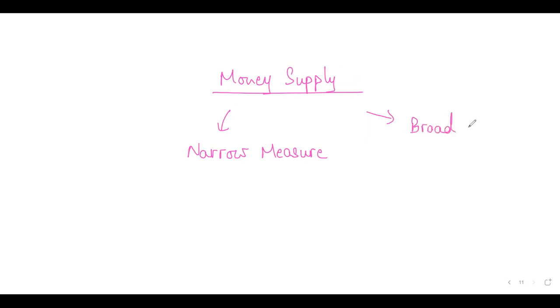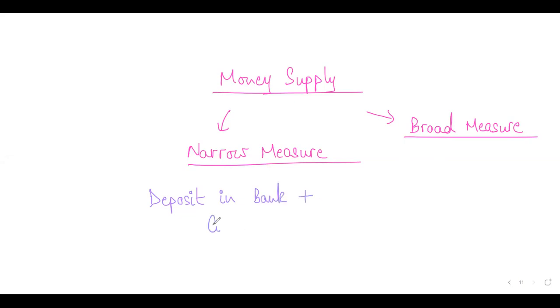So the narrow measure, and this is very much linked to what's coming up next, is the deposits, bank deposits, plus the currency that people hold in their wallets. Deposits in a bank, I mean, you understand what a deposit is, in the form of cash. If some of my cash is lying in my bank account, that is deposits in bank plus currency notes in circulation. It does not include the bank loans.